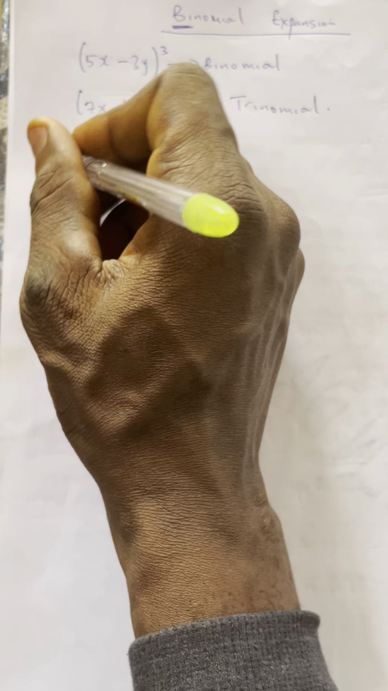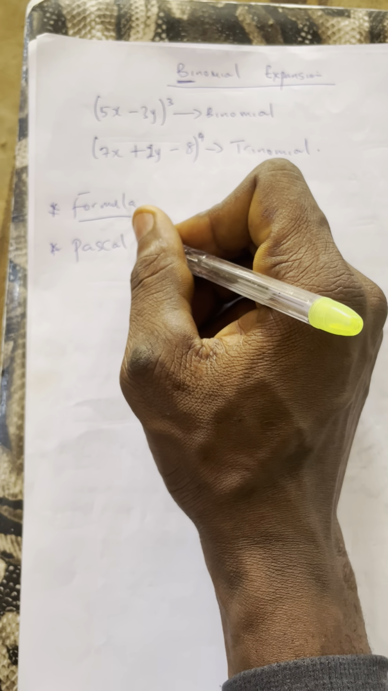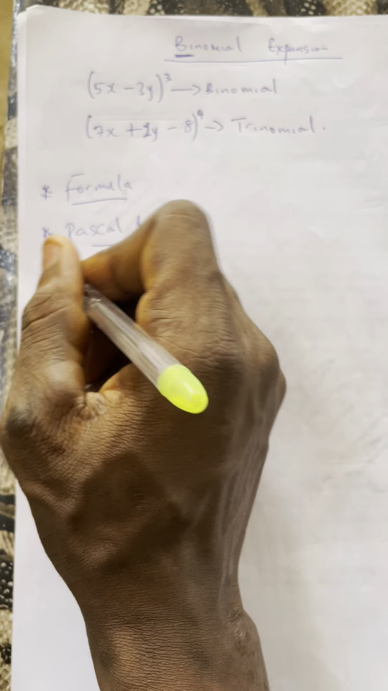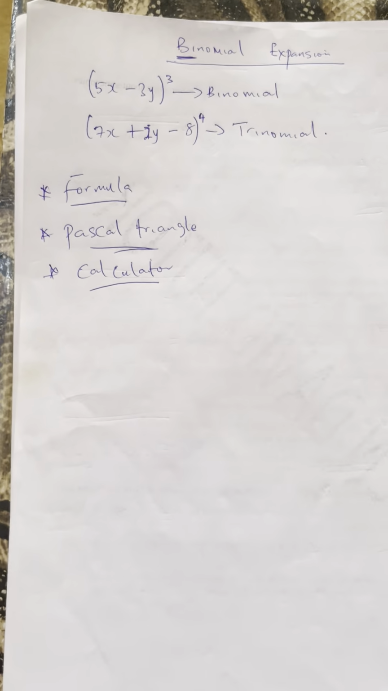This is trinomial expansion. Now, we'll be looking at binomial expansion. I will not be talking about trinomial expansion these days. Now, let's talk about the binomial expansion. The binomial has a formula. We'll be talking about three aspects here: the formula aspect, the Pascal triangle, and the calculator method of binomial expansion.